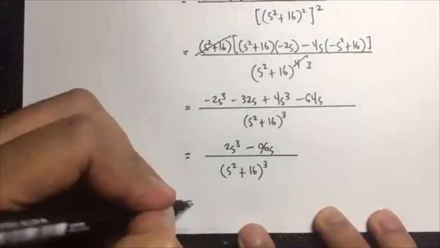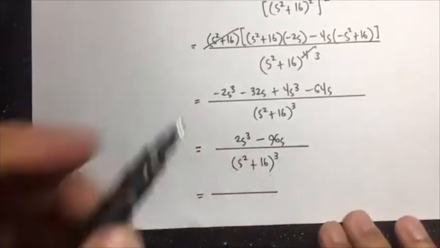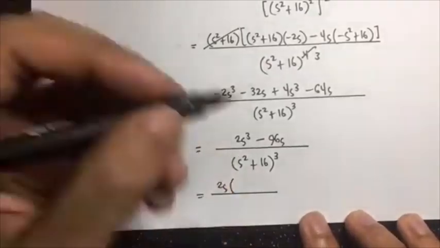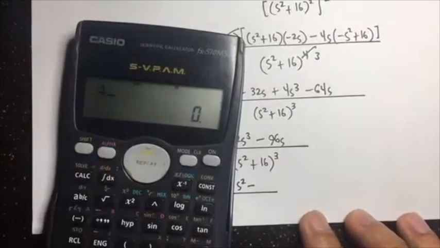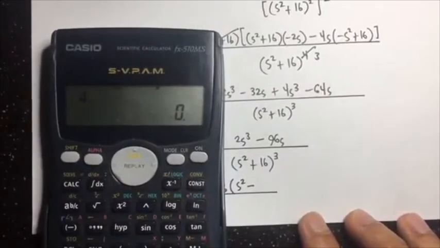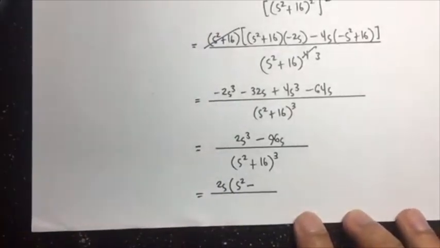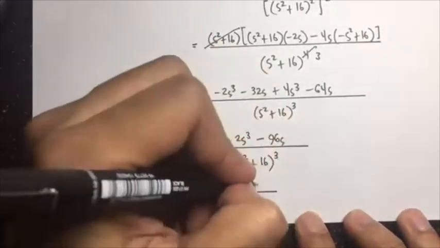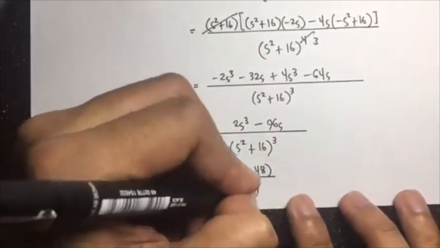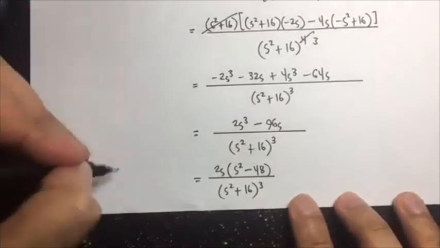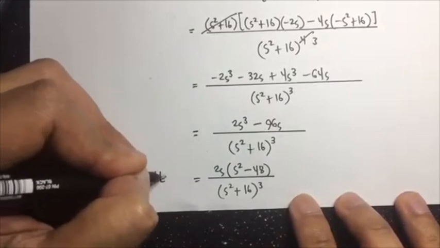Or we can factor out 2s, so it's up to you. The greatest common factor is 2s, and what will remain inside is s squared minus 96 divided by 2, that is 48, so minus 48, over s squared plus 16 cubed. So this is now the Laplace transform of t squared cosine of 4t.